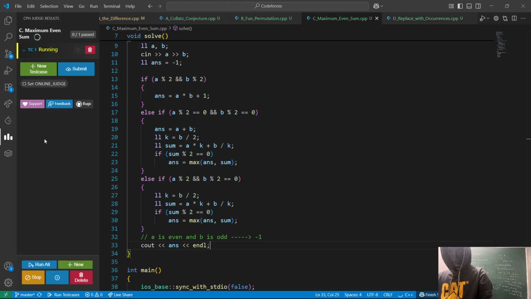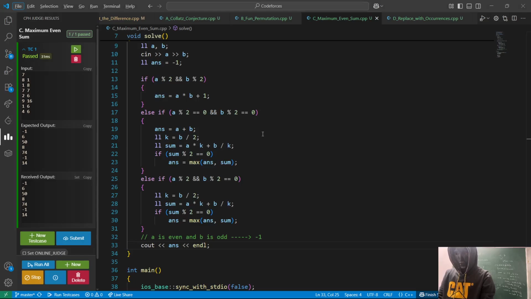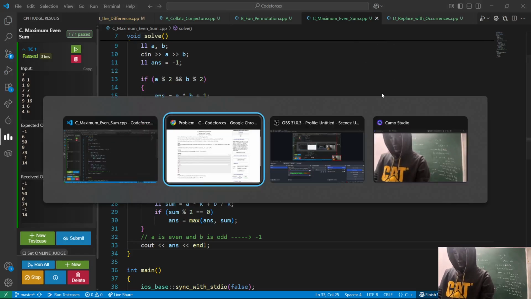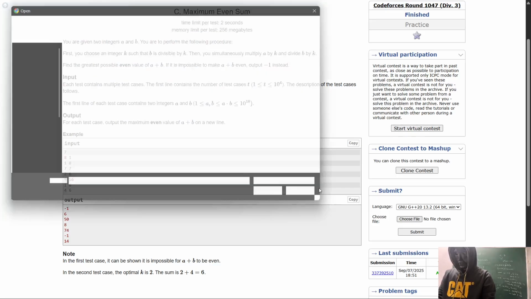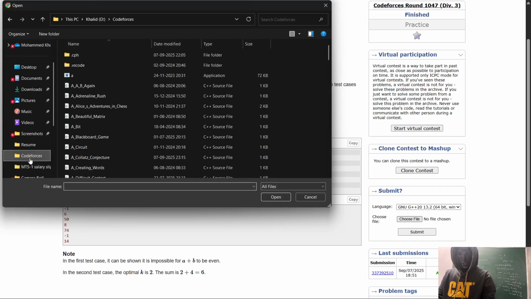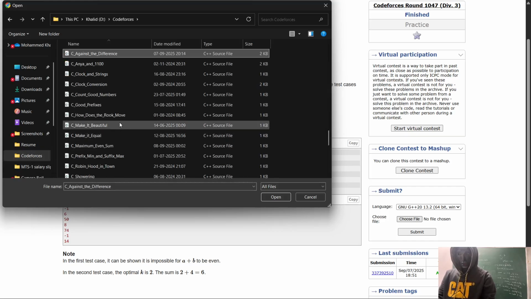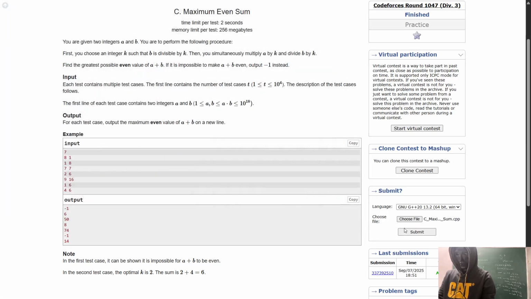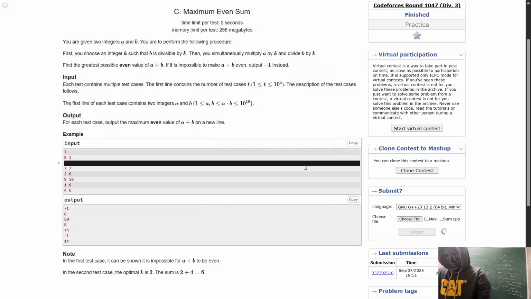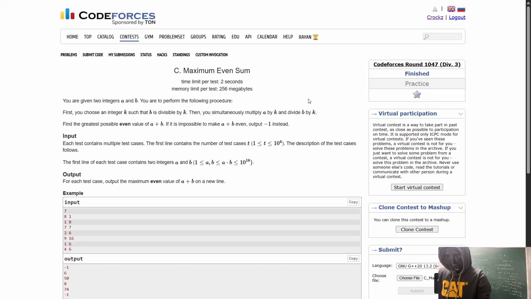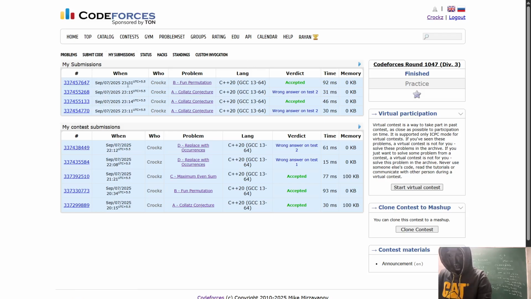Let's try to run it. So yeah, it got accepted. So what is the problem name? Maximum even sum. Let's try to submit it. C maximum even sum. So yeah, it says it got accepted. Let's try to check it here as well. Yeah, it got accepted, like 2331.